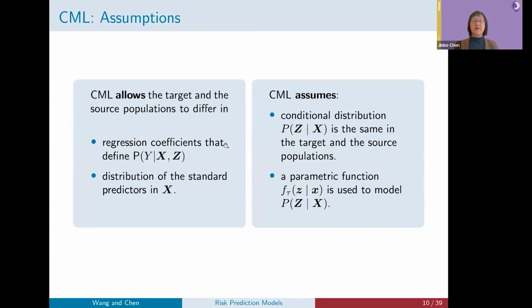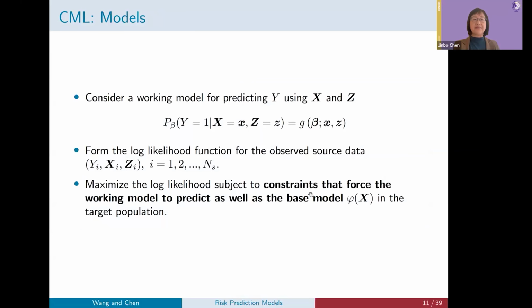And so we also allow the distribution of standard predictors to differ between the target and the source population. But there is a price to pay. We assume that the conditional distribution of the new predictors that's only available in the source data, conditional on the standard predictors, so the probability of Z given X, is the same between the target and the source population. And we enforce a parametric relationship between these two sets of predictors. So that's here F of Z given X.